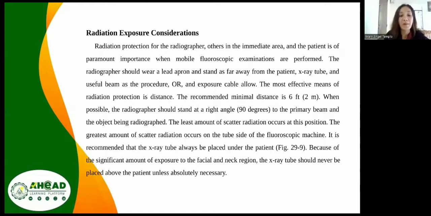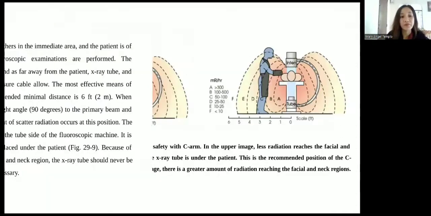The greatest amount of scattered radiation occurs on the tube side of the fluoroscopic machine. It is recommended that the X-ray tube always be placed under the patient because of the significant amount of exposure to the facial and neck region. The X-ray tube should never be placed above the patient unless absolutely necessary.